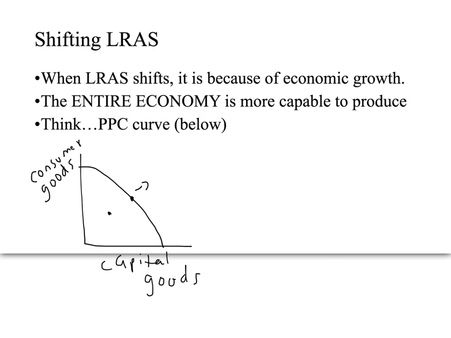If we want to shift the production possibility curve outwards, what we're saying is we've accumulated one of two things, either more technology or more resources, and so now the entire economy is more capable of producing more, in this case of both goods.